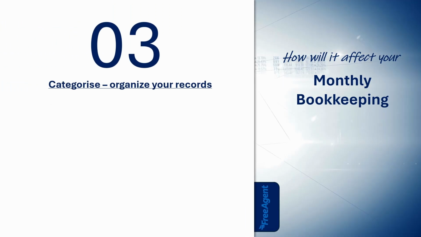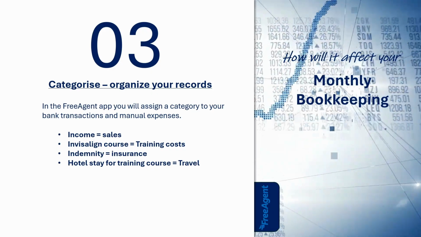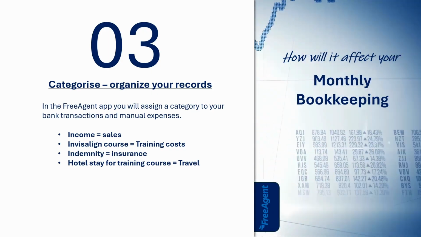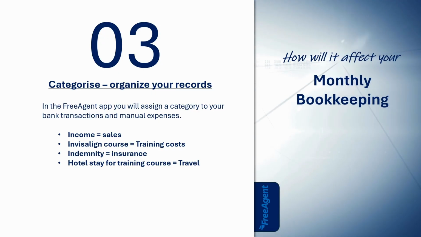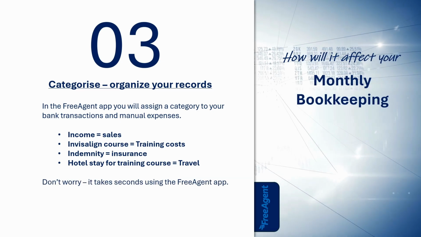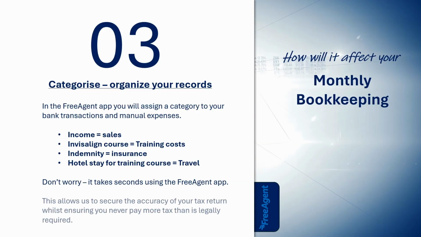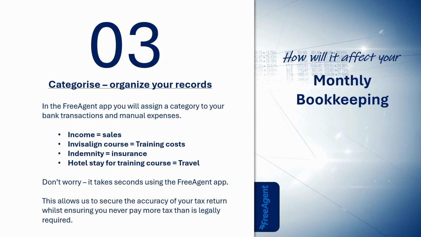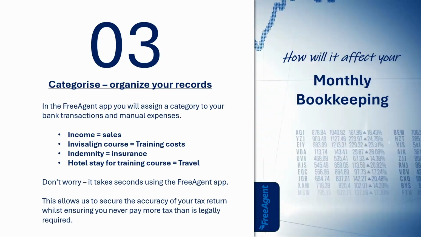Finally, it is important to organize your records. You can do this by assigning a category to your bank transactions and manual expenses. Here are some examples. The Free Agent app makes this quick and easy. Categorizing your records allows us to secure the accuracy of your tax return whilst ensuring you never pay more tax than is legally required.